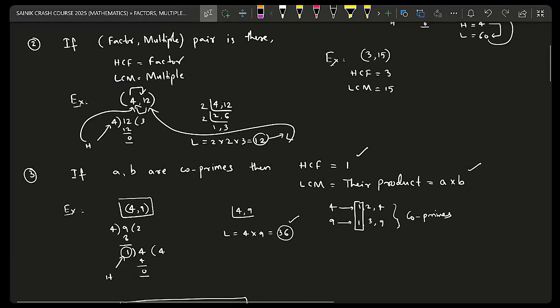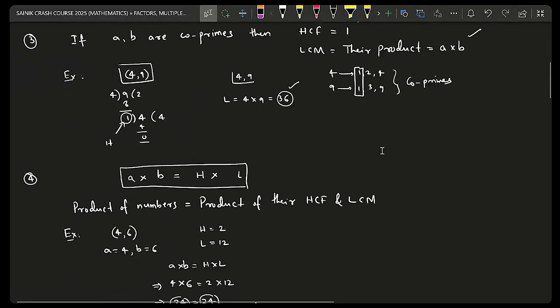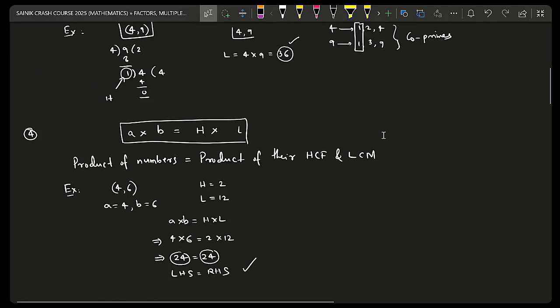Yes, Nishika. I think you asked about the fourth property, right? Yes, sir. The fourth property: you take any two numbers and find their HCF and LCM. Let us say their HCF is H and LCM is L. If you multiply the numbers, you'll get some answer, right? And if you multiply HCF and LCM, you'll get one answer. Both of them are always going to be equal.